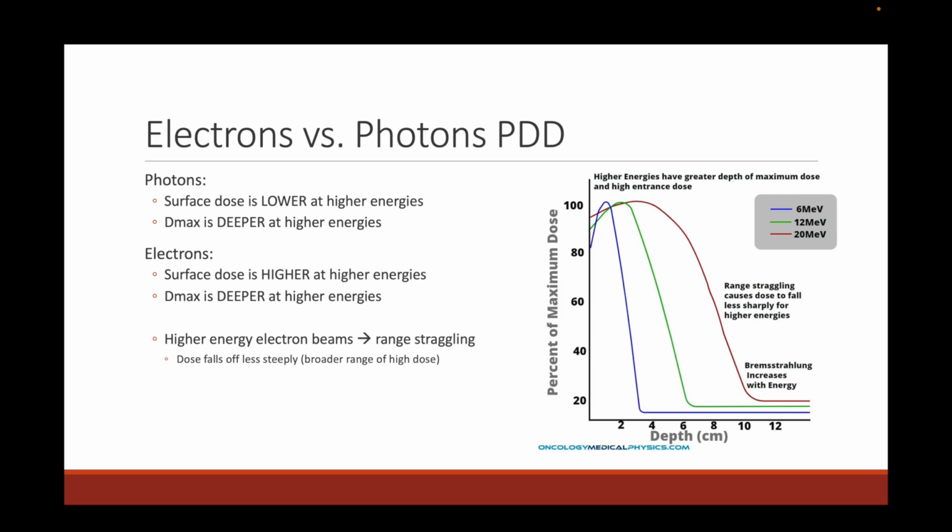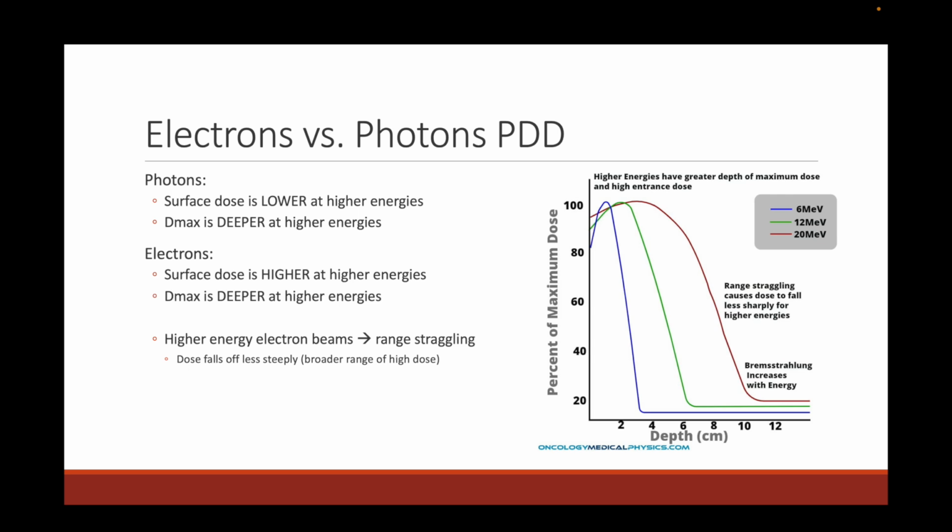As we get to higher and higher energies, as we go from 6 to 12 to 20 MeV, the range of those polyenergetic electron beam energies is much greater, right? So now we have many more energies that will have different depths of their fall off. Due to that, the higher the energy beam, the greater the range of polyenergetic electrons within that beam, and so the greater the range straggling that occurs due to those different fall offs for each of those different energies.